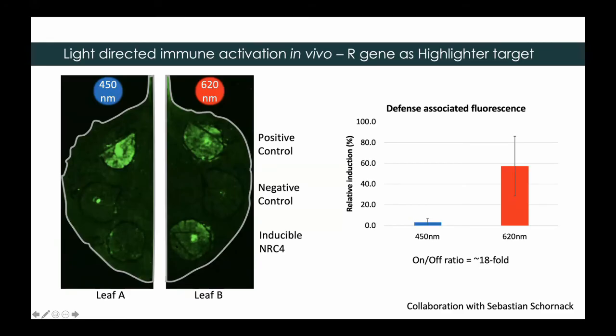What you're seeing here is defense-associated fluorescence, so immune response fluorescence. And you can see there's a dynamic here. With red light, we see high fluorescence, and with blue light, low fluorescence, whereas the positive controls are always high and the negative controls are always low. So we can actually activate immunity with light in tobacco plants transiently expressing our system.